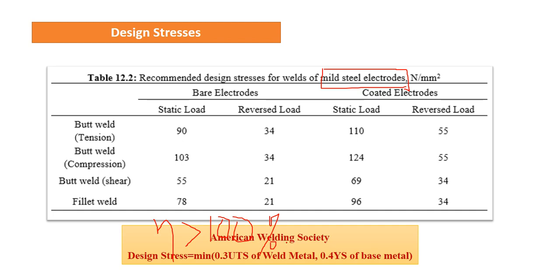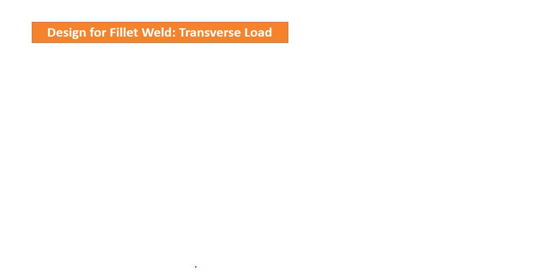The American Welding Society gives us a code that design stress can be taken as the minimum of 0.3 times the ultimate tensile strength of the weld metal and 0.4 times the yield strength of the base metal. So if we are given the ultimate strength or yield strength, we can find out the minimum of 0.3 SUT and 0.4 SYT to be used as design stress.